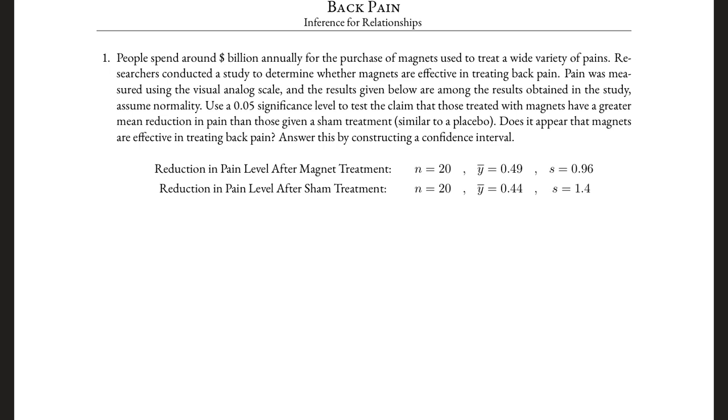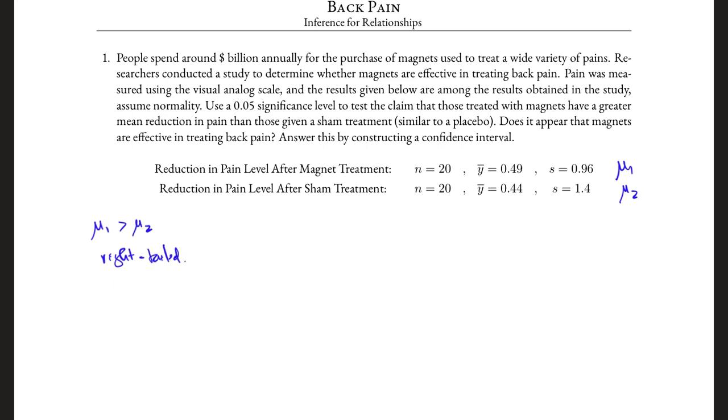In this case, we are testing the claim whether the average reduction in pain in the magnet treatment subpopulation, mu1, is greater or better than the average reduction in pain in the sham treatment. And so we are testing to see whether mu1 is greater than mu2. So this is the right tail test.